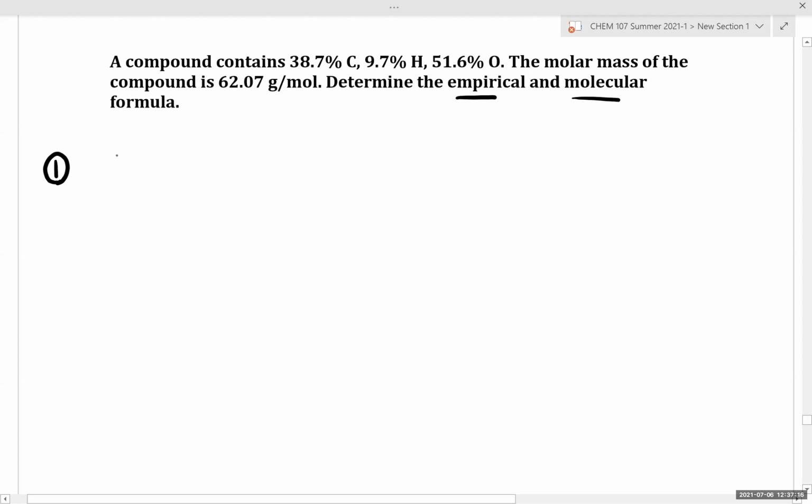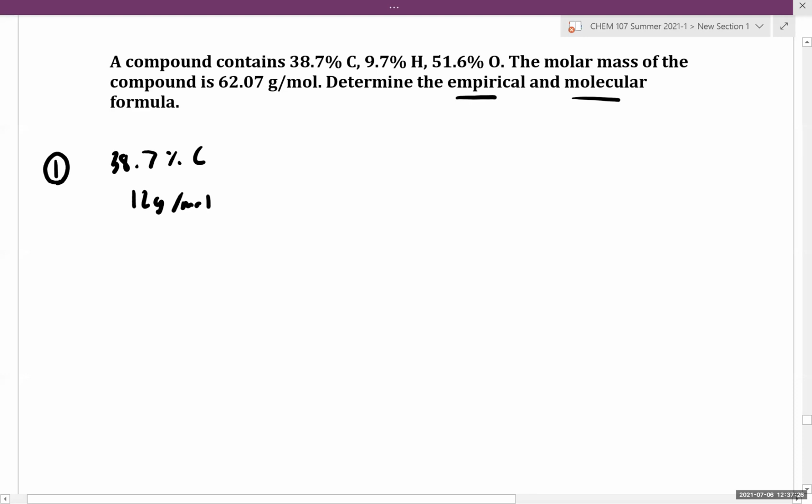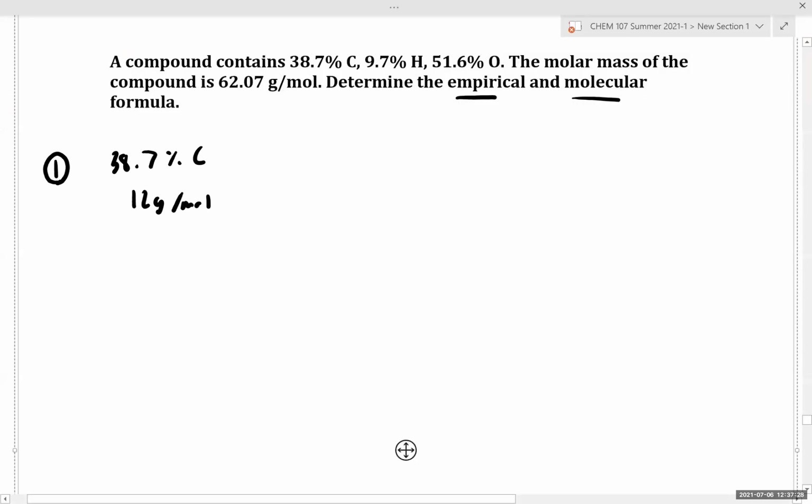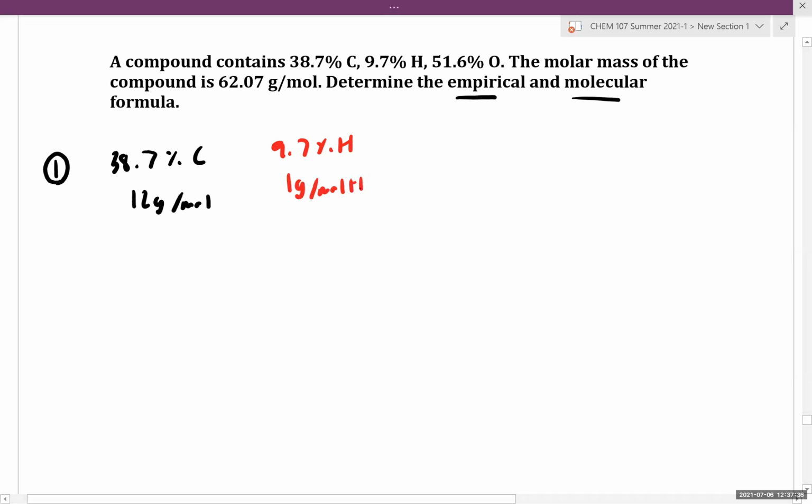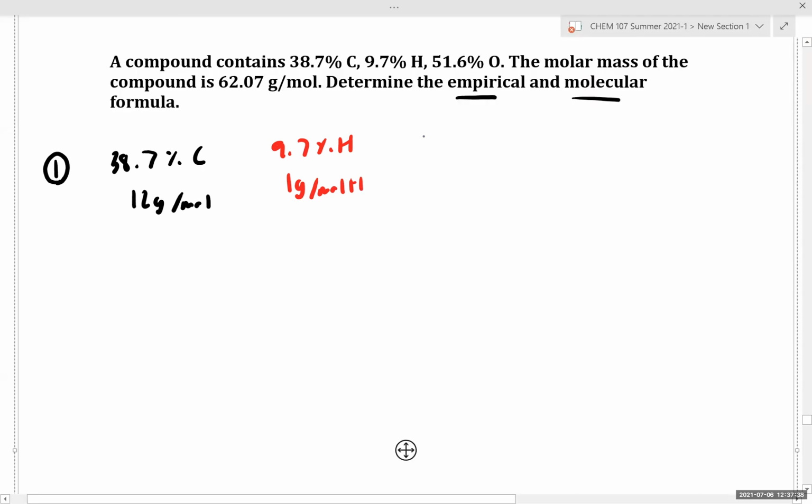So we know that for carbon, we have a mass percentage of 38.7%. And we know the molar mass of carbon is 12 gram per mole. We know for hydrogen, we have 9.7% hydrogen by mass. Hydrogen has a mass of 1 gram per mole. Oxygen, our sample is 51.6% oxygen by mass. Oxygen has a mass of 16 gram per mole.